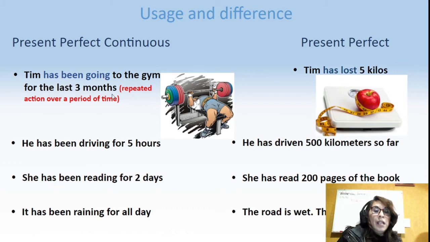Well, check it, different examples in order that you can understand better the difference between present perfect continuous and present perfect. Here we have Tim has been going to the gym for the last 3 months. This is a repeated action over a period of time. What happened here? During 3 months, he has been going to the gym.